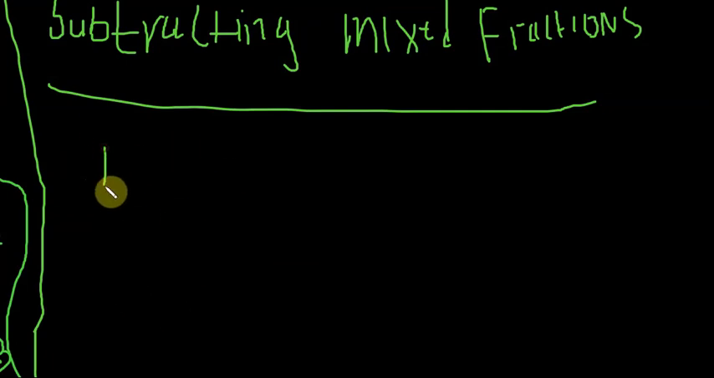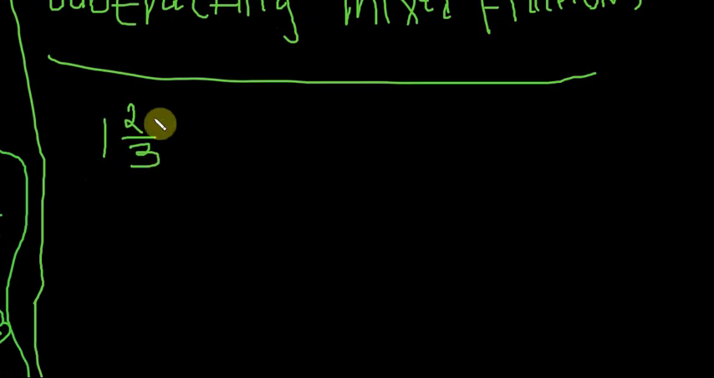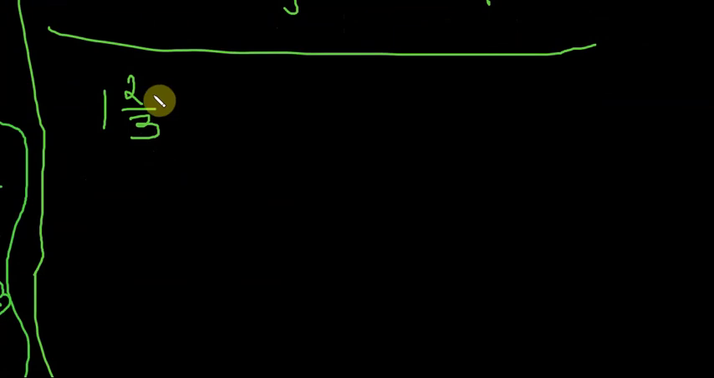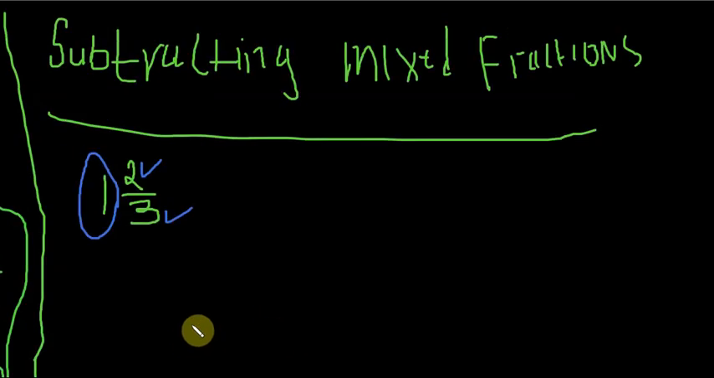Example, you would have 1 and 2 over 3. That's a mixed fraction. They initially come from improper fractions. Where do mixed fractions come from? They come from improper fractions. So a mixed fraction has a fraction part, which has a numerator and a denominator, and it also has a whole number in front of the fraction part. Cool. All right, so where does this 1 and 2 over 3 come from?